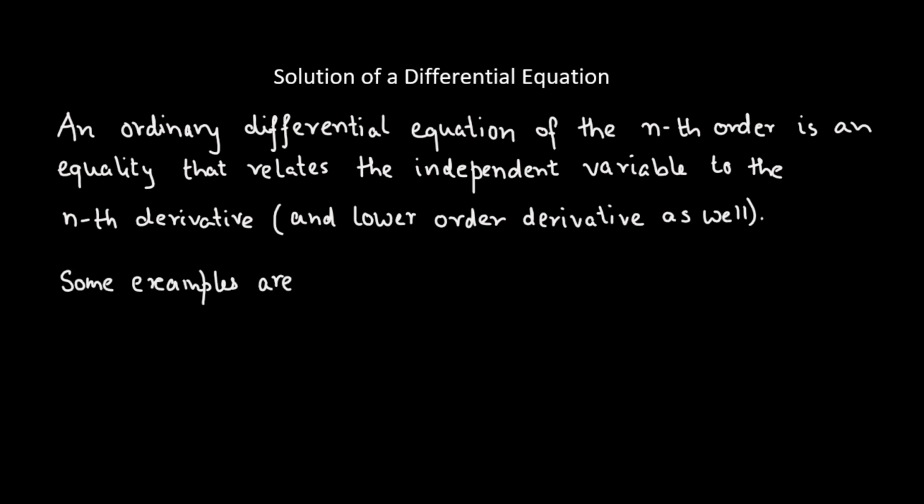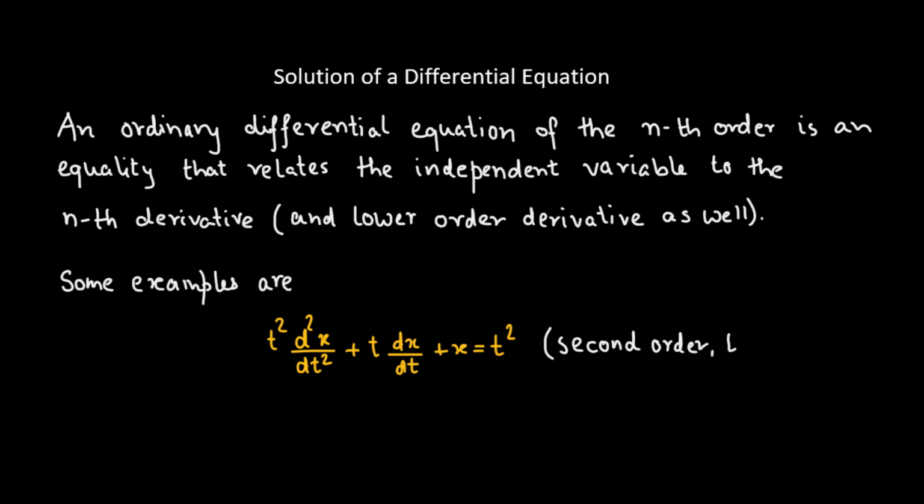Some examples are t squared times the second derivative of x with respect to t, plus t times the first derivative of x with respect to t, plus x equals t squared. This is a second order differential equation where t is the independent variable and x is the dependent variable.